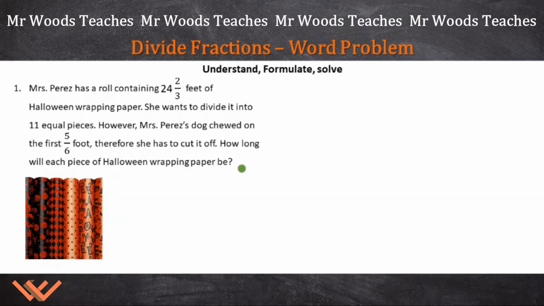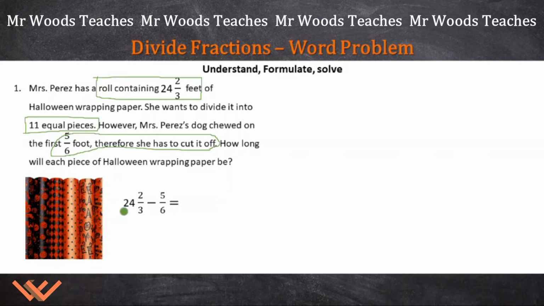This is going to be multi-step. And how do I know that? It's because first we have her roll. It contains 24 2/3 feet of paper, but she's going to cut off this here, 5/6 feet. Now, that's where we're going to start from, but also we have to have it into 11 equal pieces. So let's take a look. This is how I would set it up first. I would have to have it to where I'm looking at 24 2/3 minus 5/6.